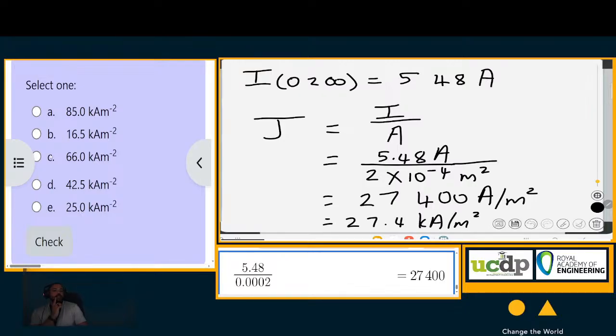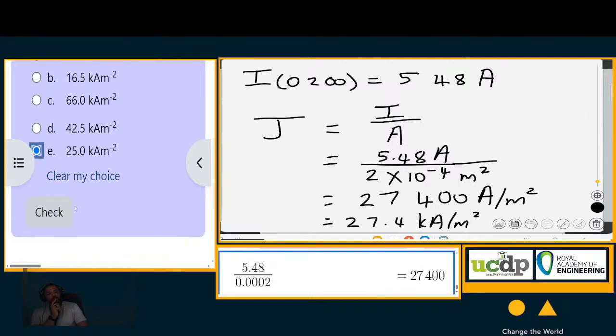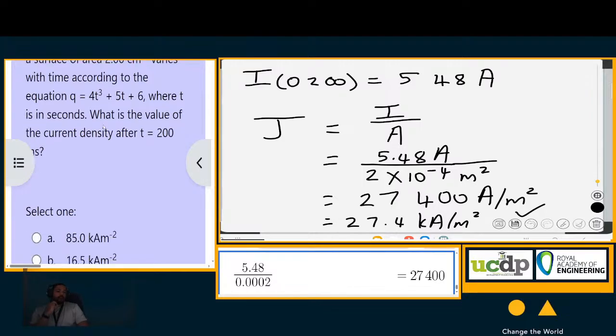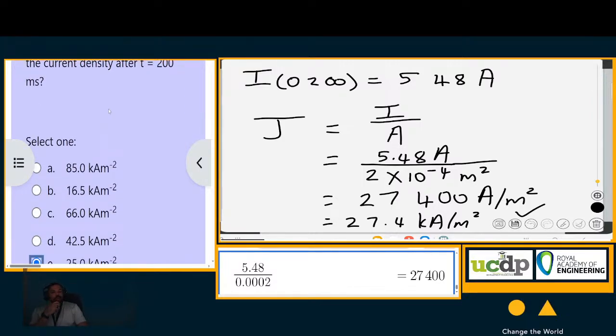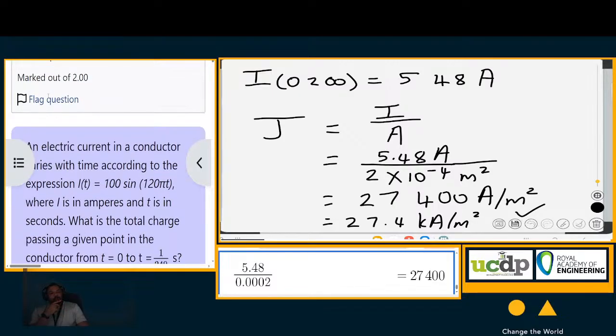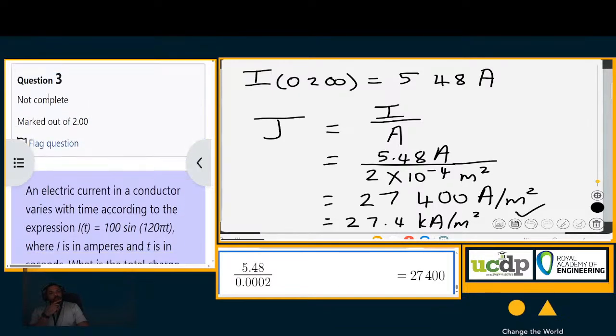Now, as you can see, there is no option for 27 here. They do, however, and I don't know why they do this, someone made 25 the correct answer. It is not the correct answer. The correct answer is 27. The correct answer is 25 only if we use this 200 as 200 seconds under 200 milliseconds. Okay? So we have worked out the actual correct one. So I'm not going to check that one because the correct answer is not there.